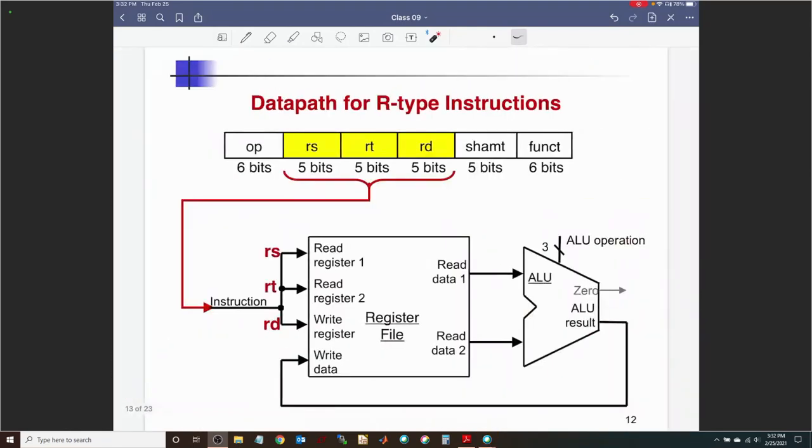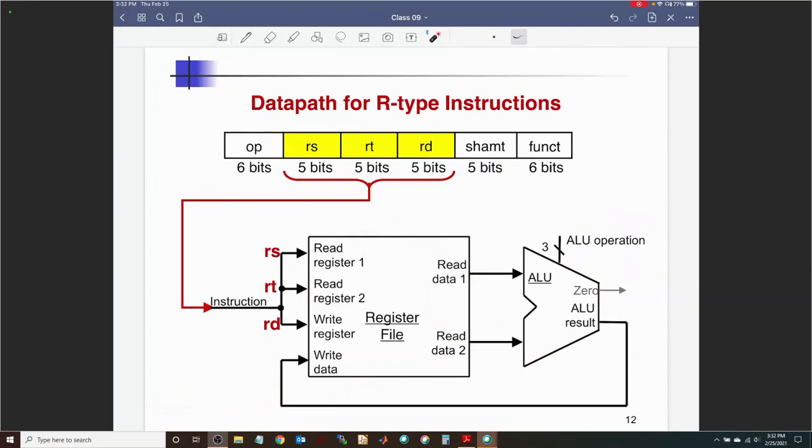All right, let's move on with the data path for R type instructions. For R type instructions, that's your format: opcode, RS, RT, RD, shift amount, and function. Here is our register file that we just talked about. Read register 1, read register 2, write register, write data, read data 1, read data 2. That's the register file diagram with pretty big muxes and decoder. We have already looked at that.